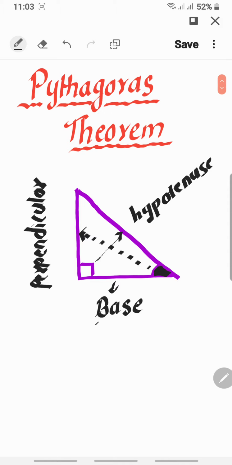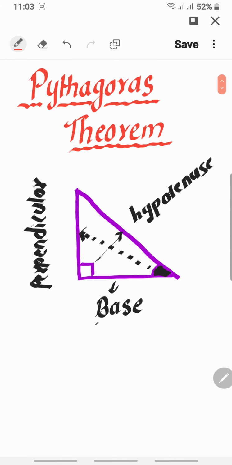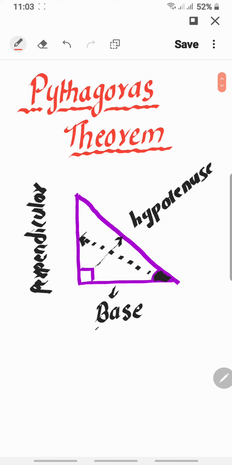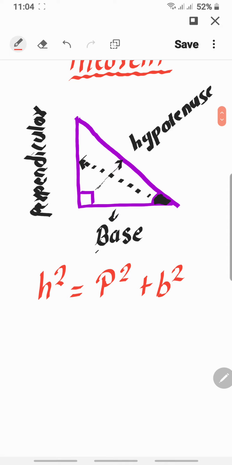Now what is the Pythagoras theorem? This Pythagoras theorem is applicable only for right angle triangles. So what does the Pythagoras theorem say? It says hypotenuse square will be equal to the sum of the squares of the two other sides. In simple form, it means h square is equal to p square plus b square. H means hypotenuse, P means perpendicular, and B means base.